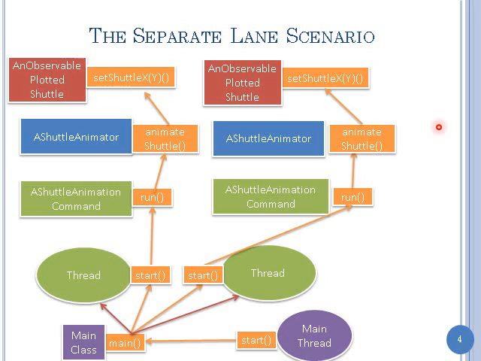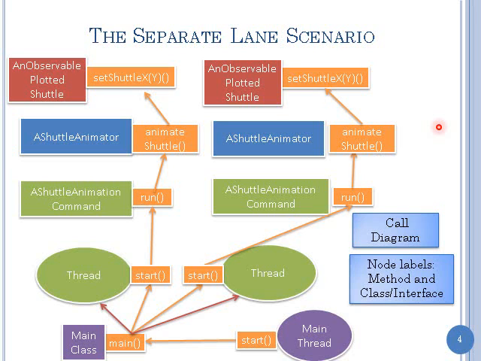Methods, and the arrows: an arrow exists from one method to another method if the first method calls the other method. So we'll just call it a call diagram. And node labels are methods and classes, or types basically. Sometimes if you want to distinguish between multiple implementations of the same interface, we use classes.